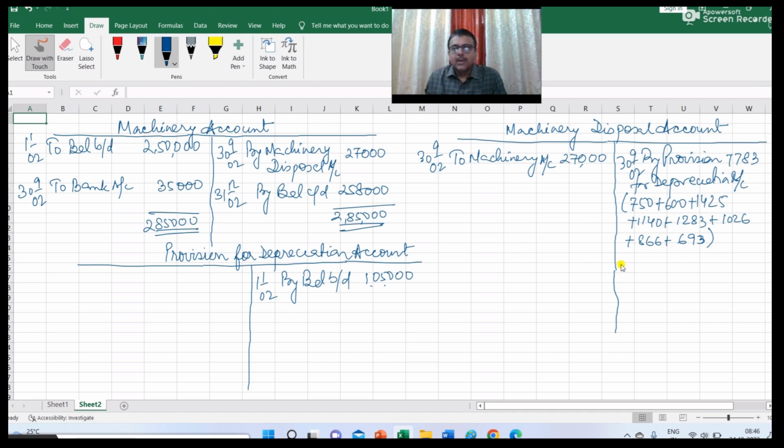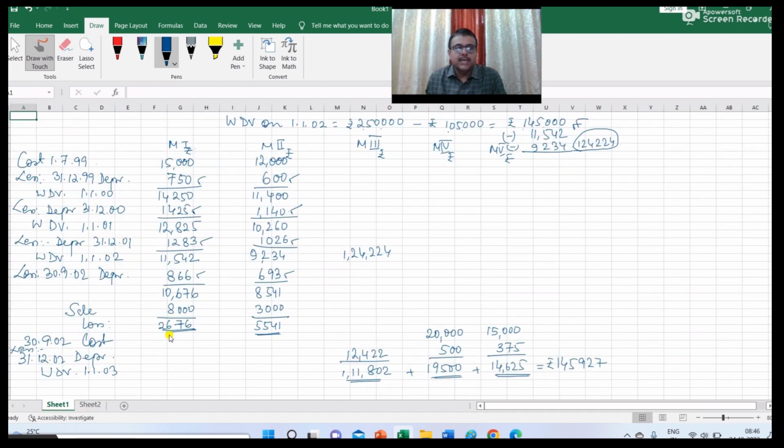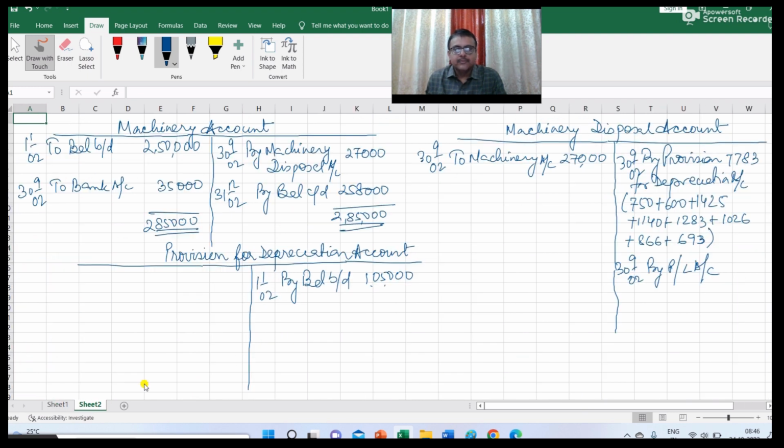Now a loss was incurred on sale. So what was the total loss incurred on the sale? These were 2676 plus 5541. If you add up these two figures, you will arrive at 8217.